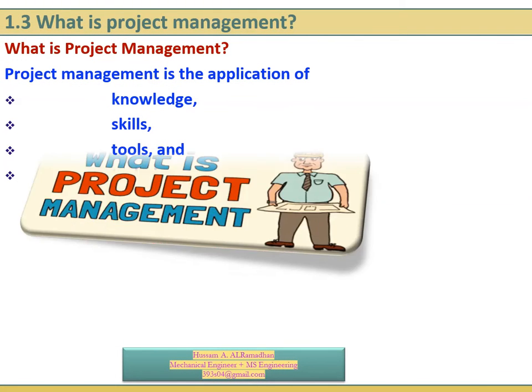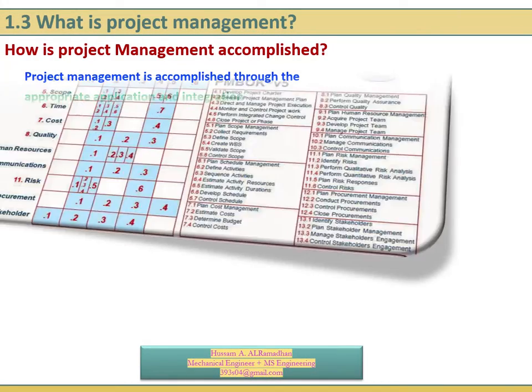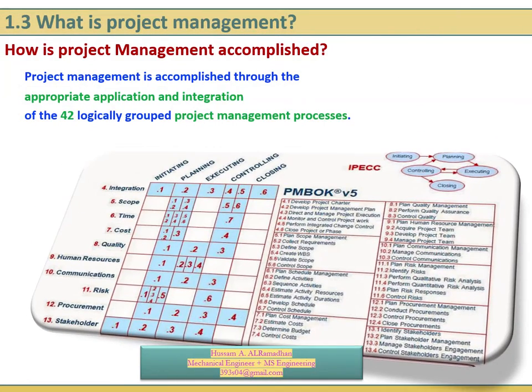What is project management? Project management is the application of knowledge, skills, tools, and techniques to project activities in order to meet the project requirements. How is project management accomplished? Project management is accomplished through appropriate application and integration of 42 logically grouped project management processes, started from integration to stakeholders through initiation, planning, executing, controlling, and closing.